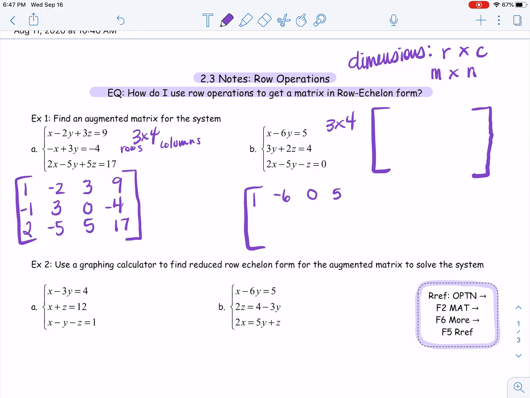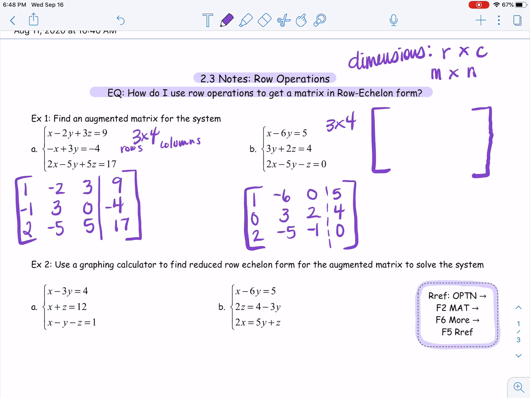Second row, coefficient of x, it's not there, 0 in its spot. Coefficient of y, coefficient of z, constant. Third row, coefficient of x, coefficient of y, coefficient of z, constant. And there's my augmented matrix. Okay. Sometimes I'll use the solid line, sometimes I'll use the dashed line, it just depends.